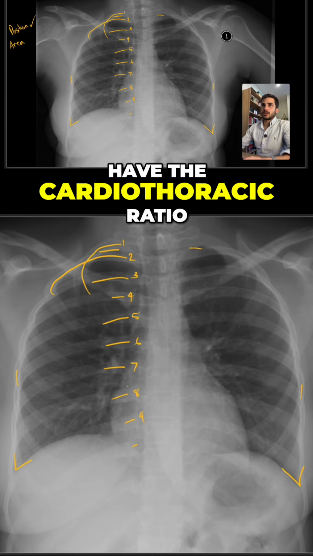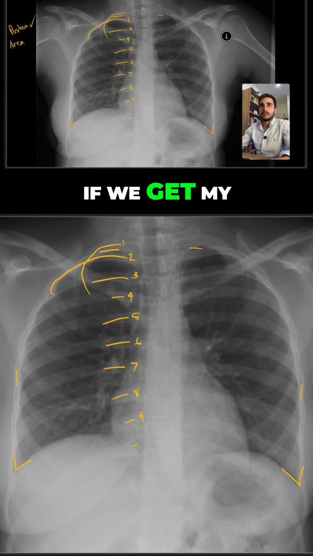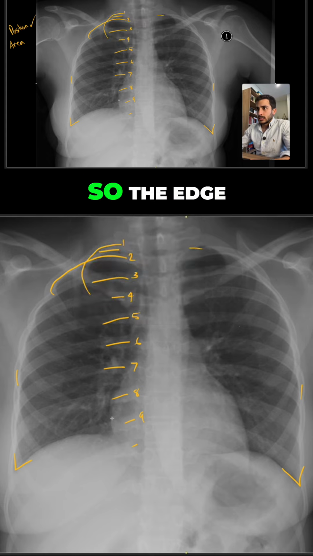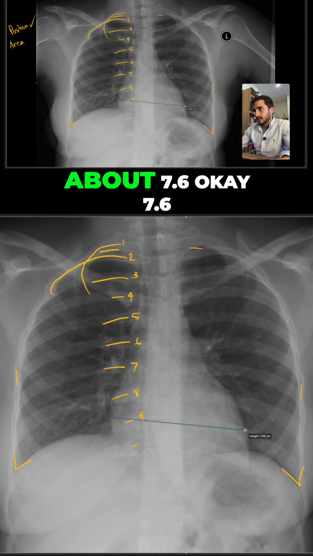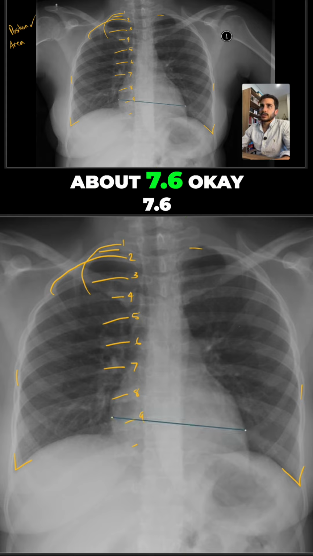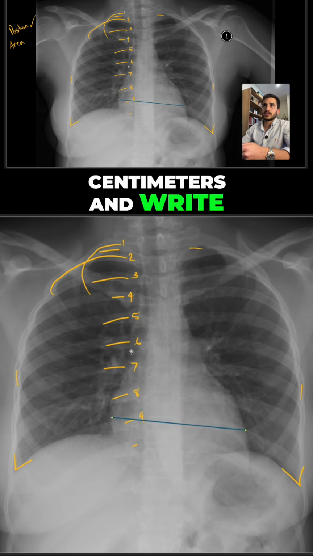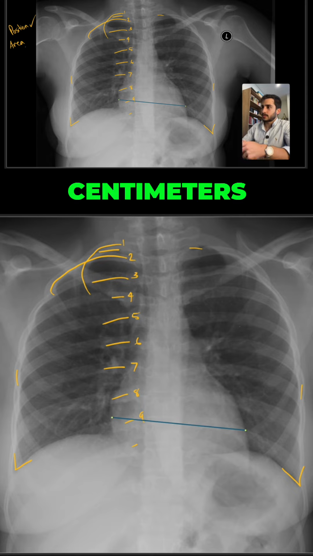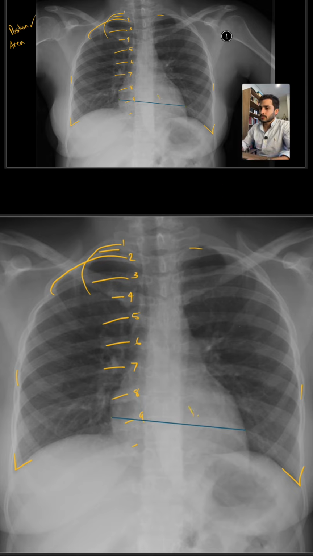And then we have the cardiothoracic ratio. So again, if we get my trusty line over here, the edge of this is about 7.6 centimeters. Let me write that down before I forget it. 7.6 centimeters.